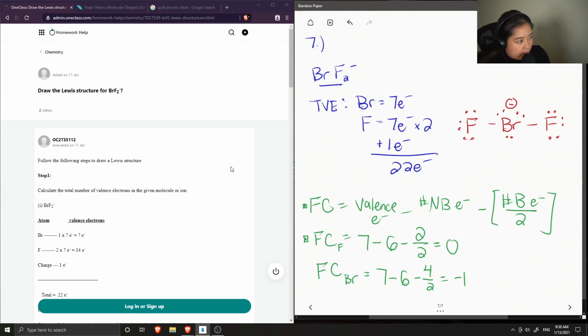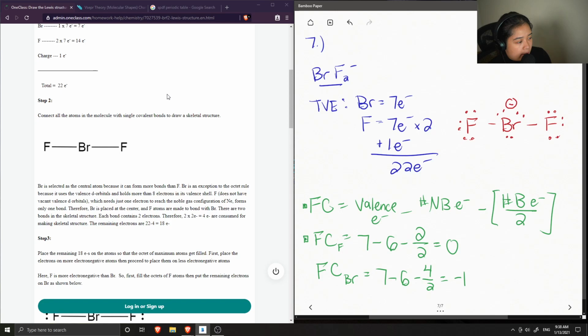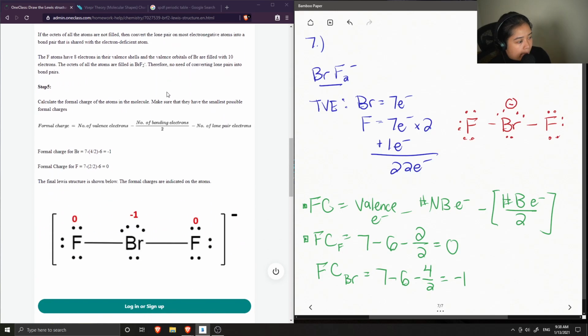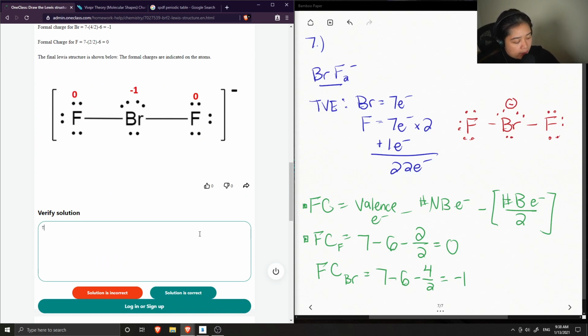And our junior tutor did the same thing. They calculated valence electrons and got the same Lewis structure as I did as well. So this solution is correct.